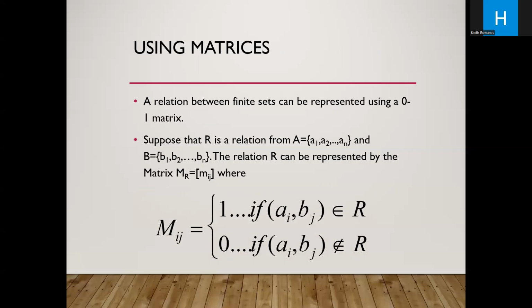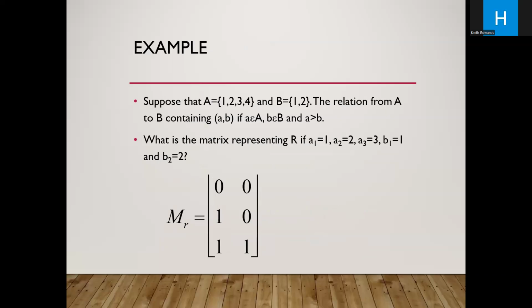And suppose that R is a relation from A to B. The relation R can be represented by the matrix M sub R is equal to M sub ij, where each individual entry M sub ij is 1 if the pair (a_i, b_j) is a member of R, or 0 if it's not a member of that relation. And again, it's a very practical or a very mathematical definition. So let's take a look at how this works in practice.